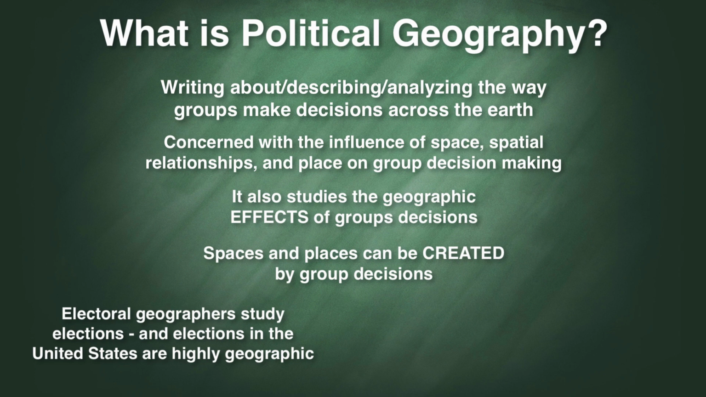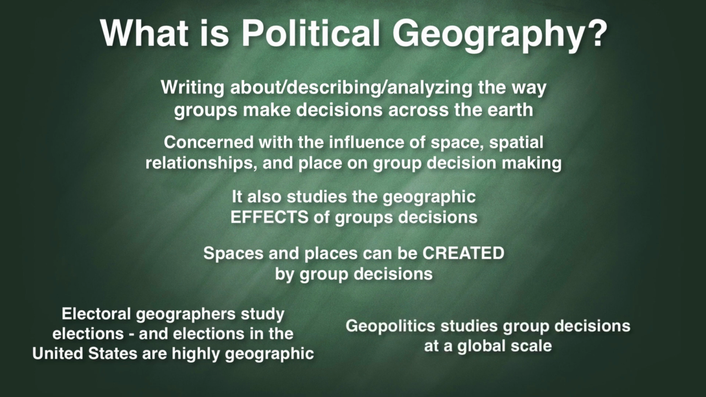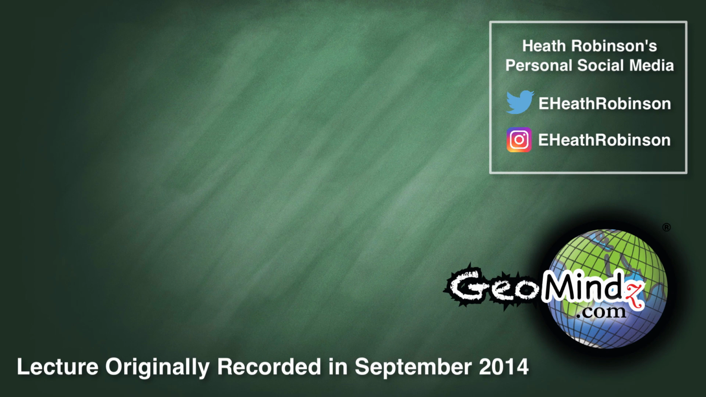Another major subdivision of political geography is geopolitics. It studies the way that groups make decisions at a global scale. The countries of the world are not islands unto themselves. There are decisions that the entire world must make, or at least large sections of the world. The way that these groups come together and make decisions and the role that geography plays in those decisions is all studied in the field of geopolitics.